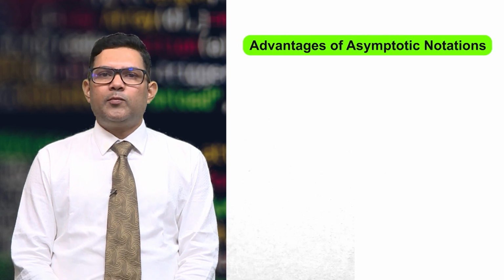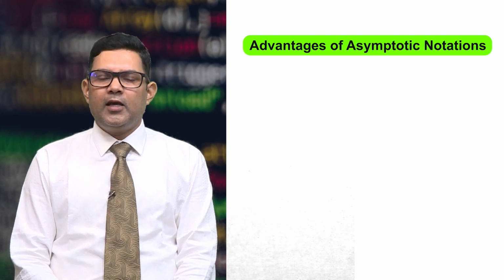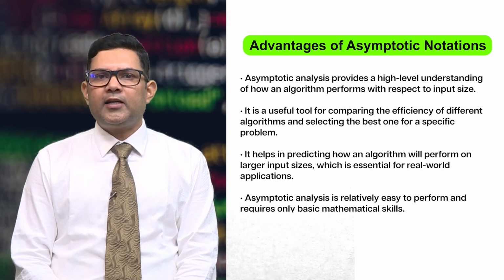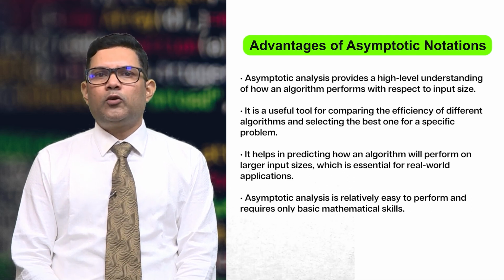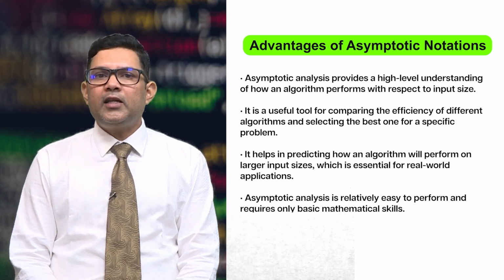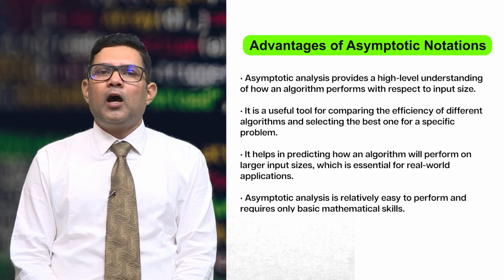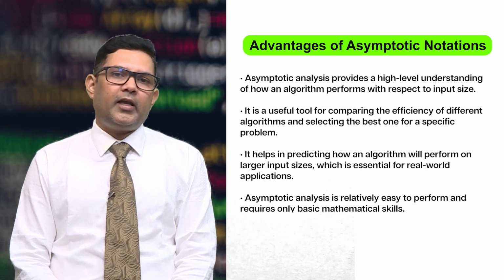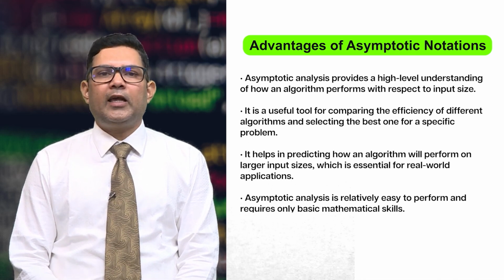So, advantages of asymptotic notation. There are some advantages and also some disadvantages. First of all, we will describe the advantages. The first advantage is that asymptotic analysis provides a high level understanding of how an algorithm performs with respect to the input size. If a particular algorithm is present and we increase the input size, then we have to check how the algorithm behaves with respect to the input size. That means, what is the performance of the algorithm if we increase the input size? Using asymptotic notation, we can easily calculate these things.